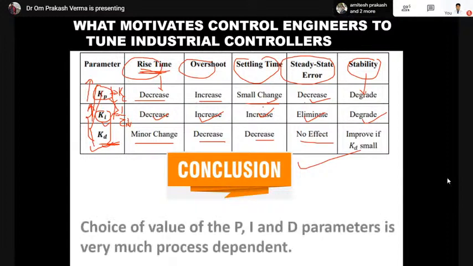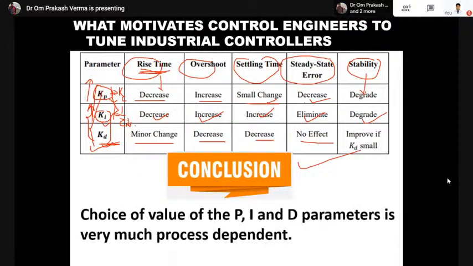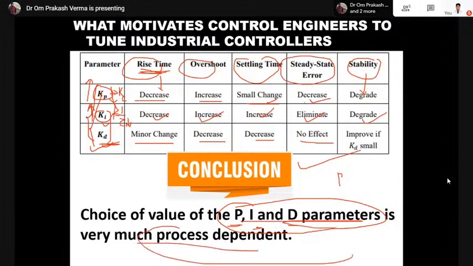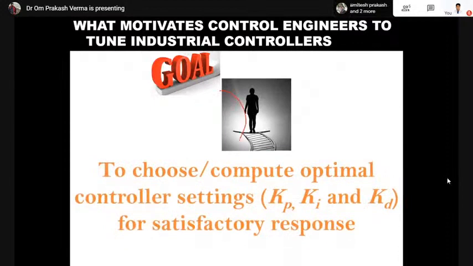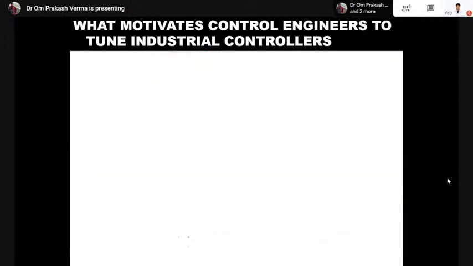So what is the conclusion? The conclusion is you have to choose the value of P, the value of I, and the value of D, such that you get the performance parameters optimum. All these values are interdependent, and also depend on the process. So what is the goal? Our goal is to compute the optimum value, that is the value of KP, KI, and KD, for a satisfactory response. Am I right?